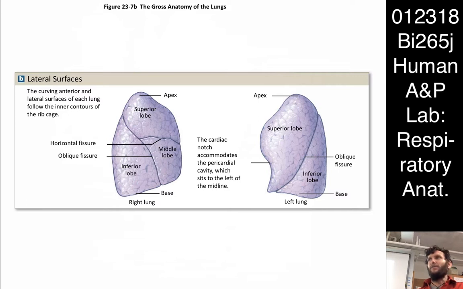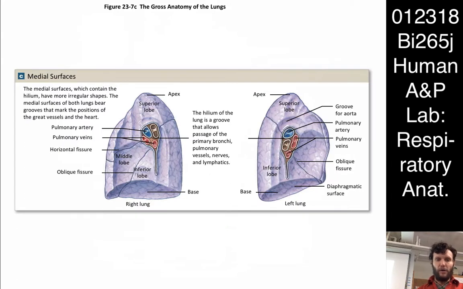Kind of some anatomical minutia in terms of their names. Not something I would expect you to remember several years from now. But the tip of the lung at the top, the superior point, is called the apex, and then there's the base of the lung along the bottom that sits on top of the diaphragm.